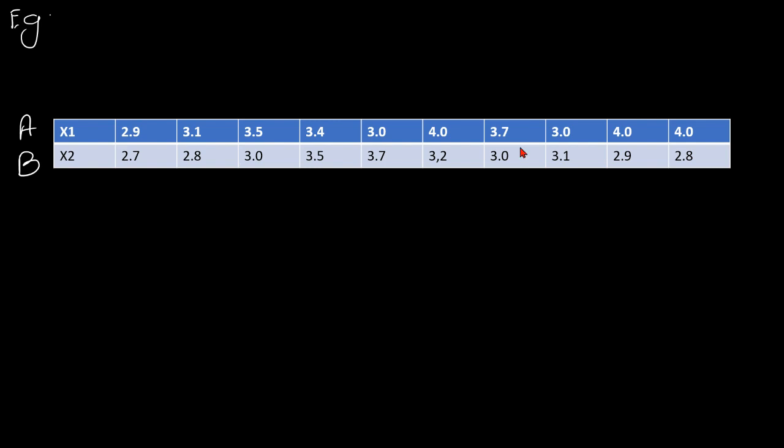Now what I need is to first calculate the sizes n1 and n2. If you look, n1 and n2 are both equal in this case. That is, 1 2 3 4 5 6 7 8 9 10, 10 observations. So for sample A the number of observations n1 is equal to 10, and for sample B n2 is also equal to 10.